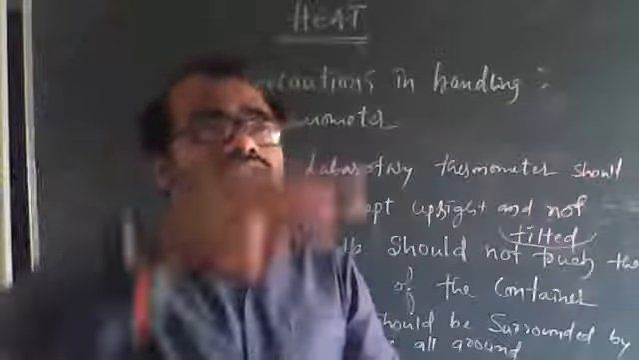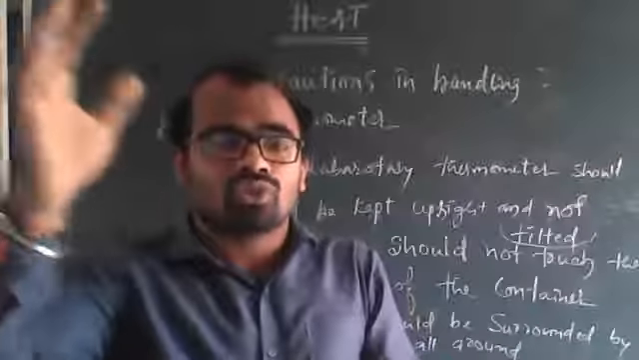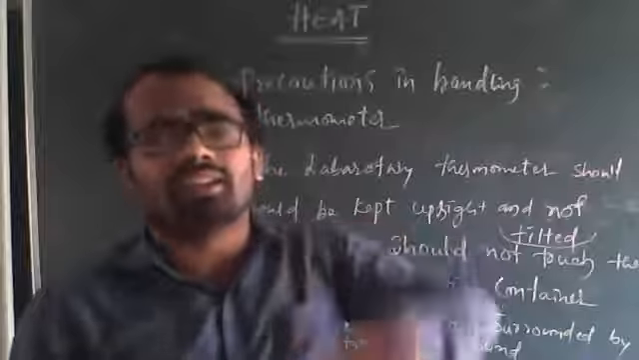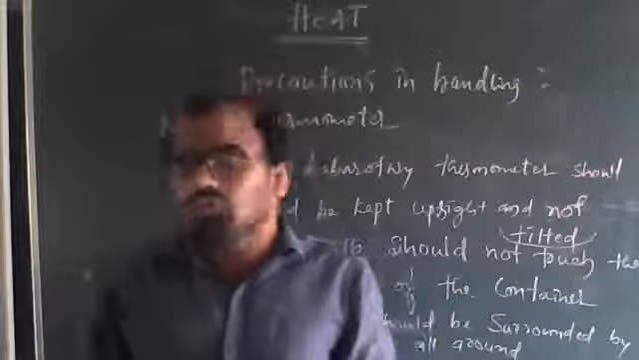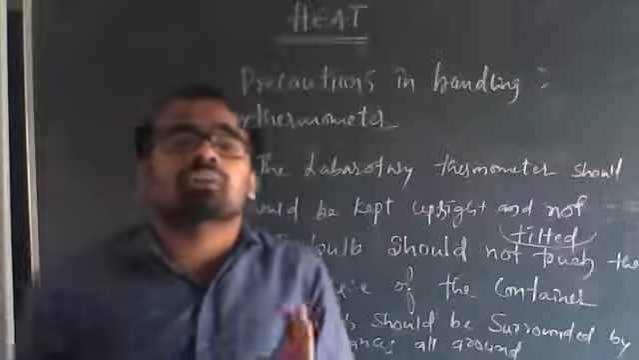The laboratory thermometer should be kept straight. If it is tilted, it shows the wrong temperature. It should be exactly 90 degrees upright, we can say. Then it shows the correct temperature. Otherwise it will not show the correct temperature.